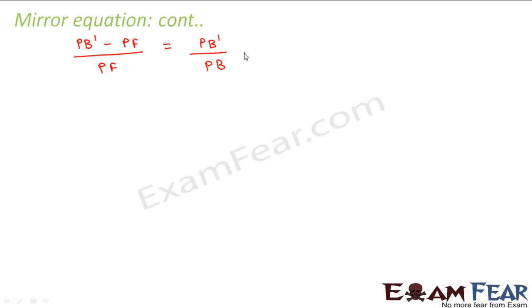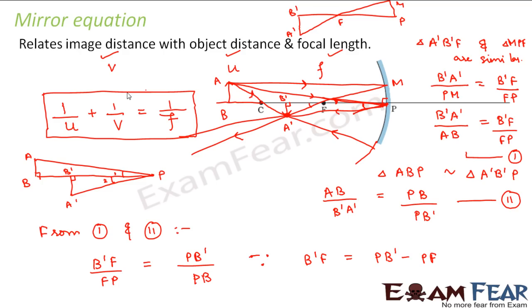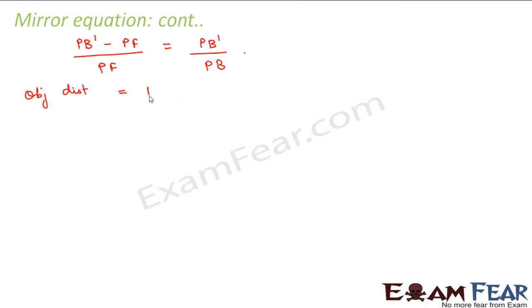divided by PB. Right? Now if you look at the figure, what is my object distance? Object distance is the distance at which the object is located. The object is located at this distance. So the distance PB is the object distance. Image is formed at B dash. So the distance PB dash is the image distance. So the object distance is PB, which is denoted by U. And what would be the sign? The sign would be negative because it is towards the left hand side of the pole.